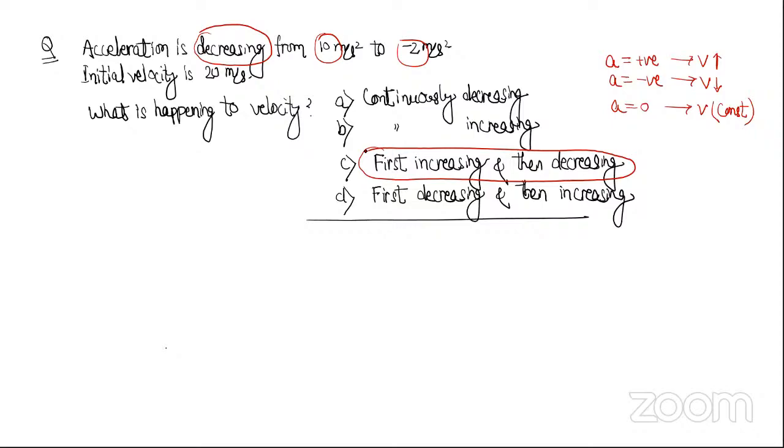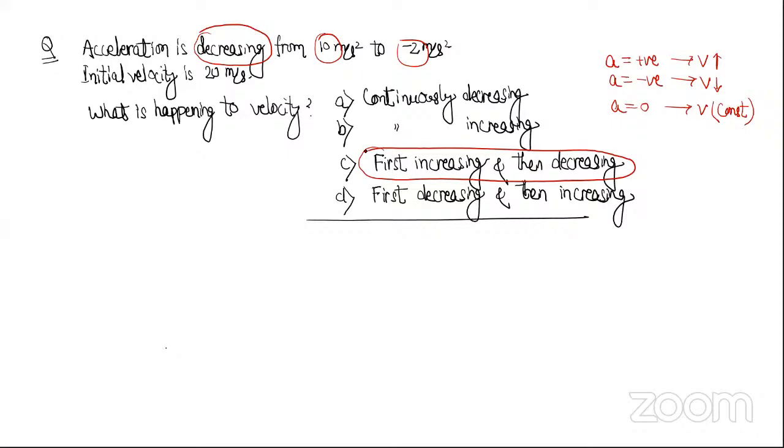Acceleration is +2, that also means velocity is increasing. Acceleration plus means velocity is increasing, 2 means it is increasing slowly. Acceleration is 0 means velocity is constant. Acceleration -1 means velocity is decreasing, but -1 means slowly. Acceleration -2, that means velocity is decreasing. Minus means decreasing, 2 means a little faster.